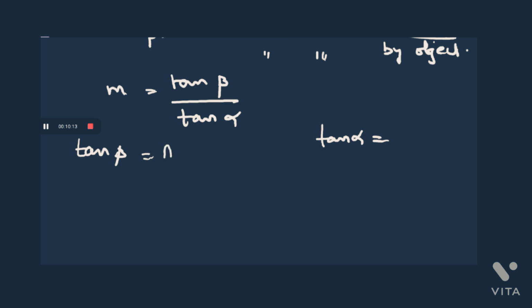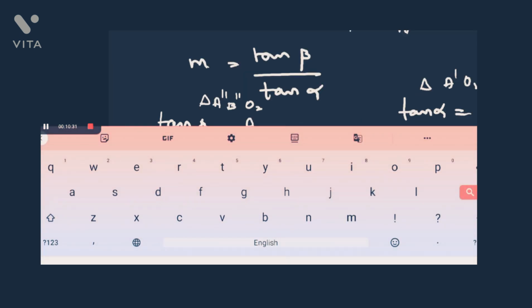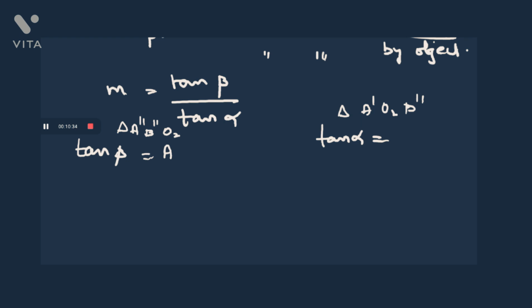It is from the triangle. What is the triangle I have referred to here? Triangle A'' B'' O2. Here the triangle is A' O2 B''. So this is not A'; instead of calling it A', I can say it is A1, because I have considered a parallel line over here. So it is A1 O2 B''.